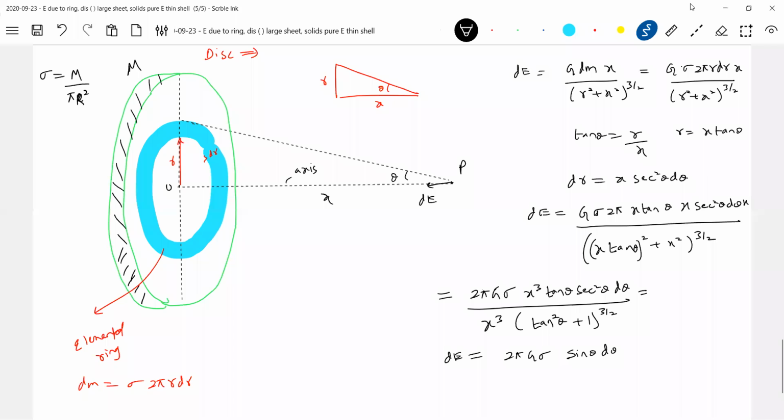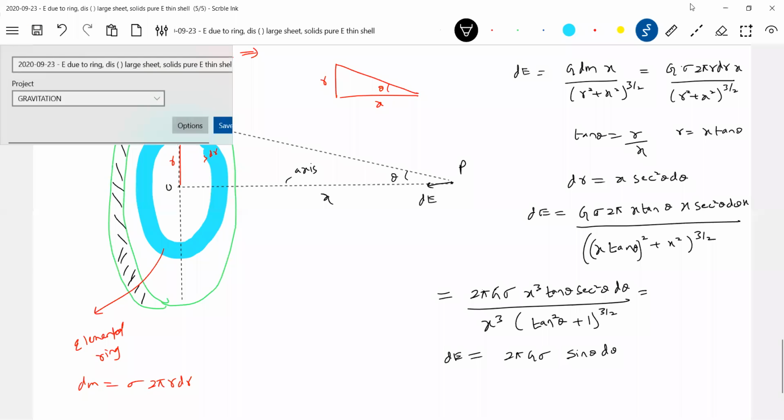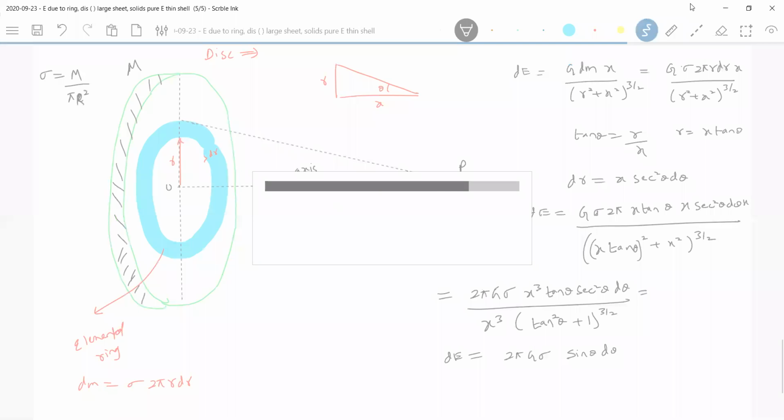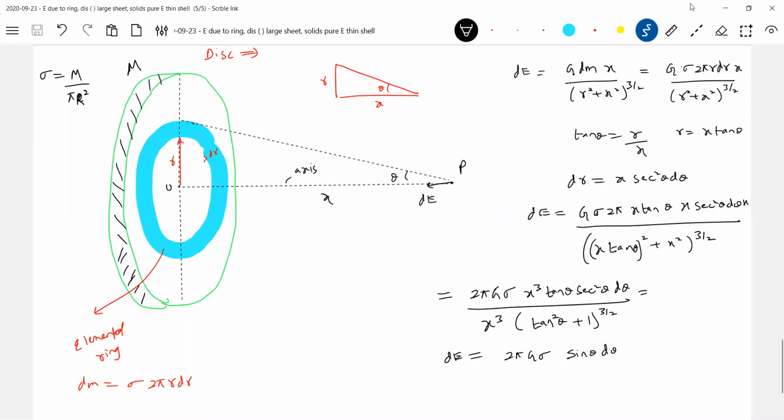Is it visible? What I'm writing, I think for me not visible. It is visible. This will do one thing.